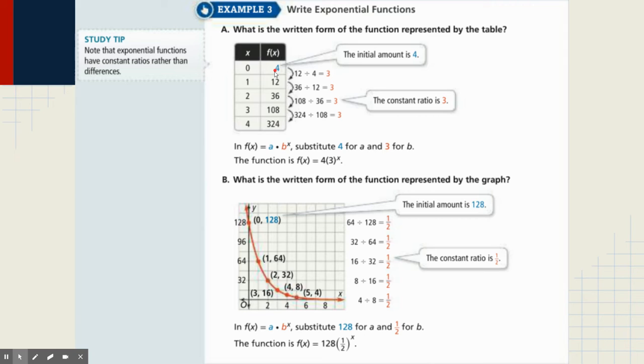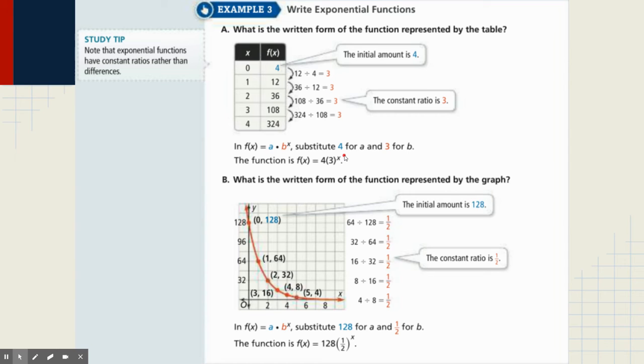The next thing we need is our constant ratio. Our constant ratio can be found by simply taking each y value and dividing it by the preceding y value. So here, 12 divided by 4, 3. 36 divided by 12, 3. 108 divided by 36, 3. 324 divided by 108, 3. So that's what is meant by constant ratio. Between every y value, if you divide the following y value by the preceding one, you should get a constant ratio all the way through. So your b is 3, and it would be 4 times 3 to the x power.